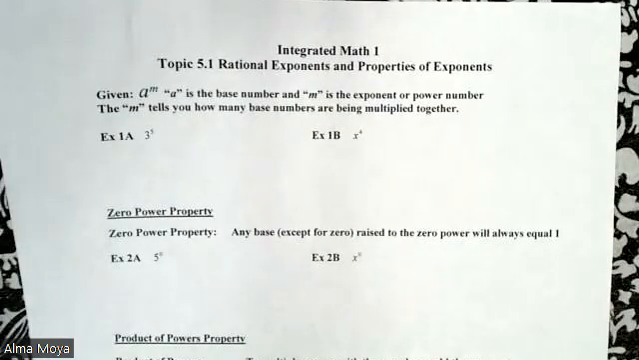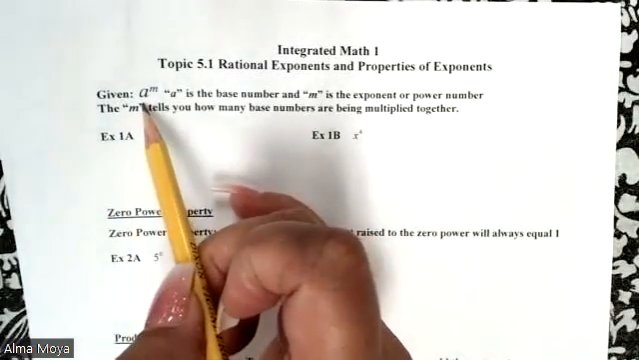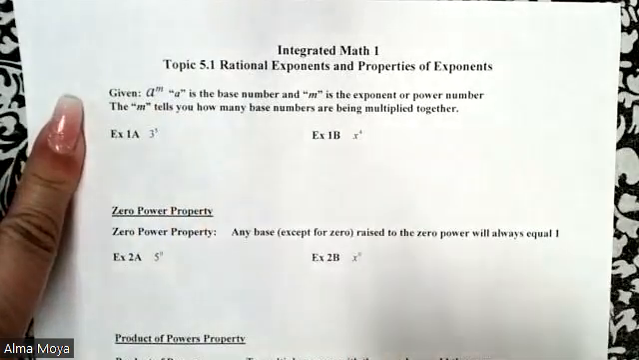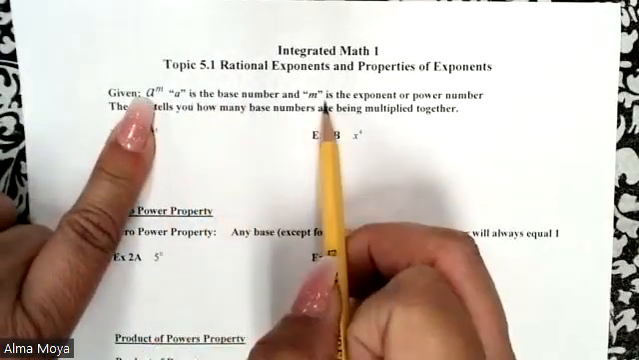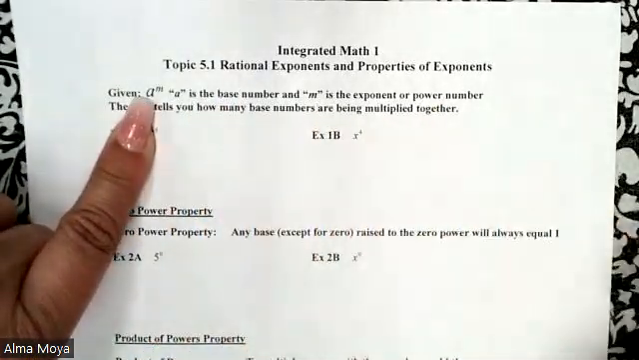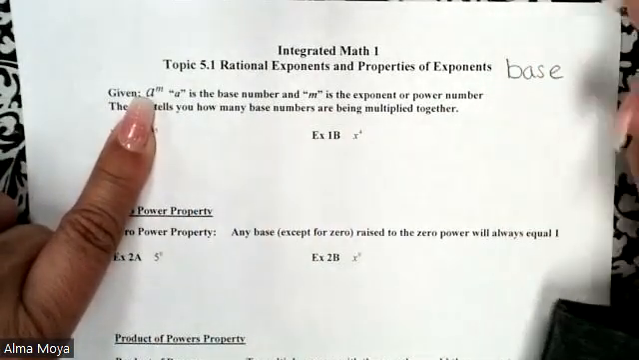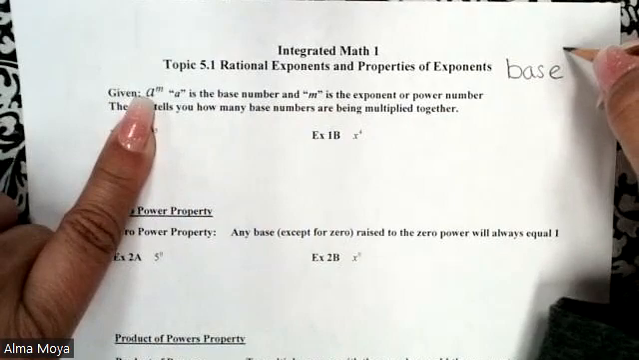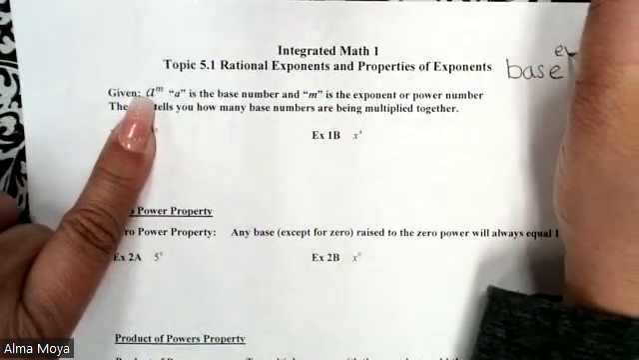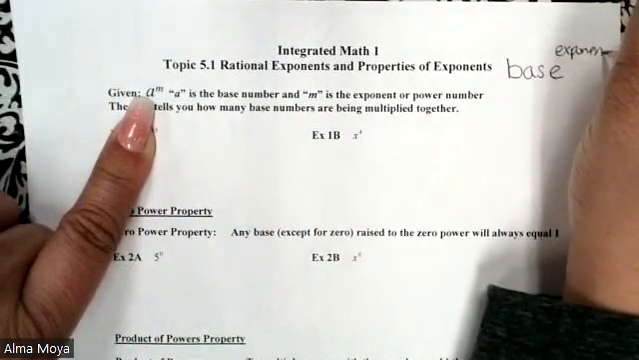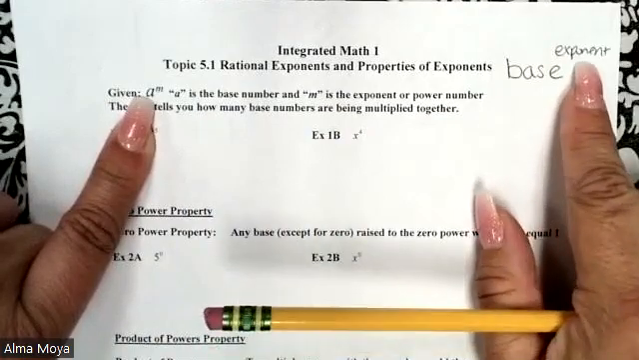Today's notes are on 5.1 rational exponents and properties of exponents. If we are given a to the m power, the base is the a value and m is called the exponent or the power. So this is going to be the base, and right here, when it's raised at the very top, this is called either the exponent or the power. Okay, you can write that.